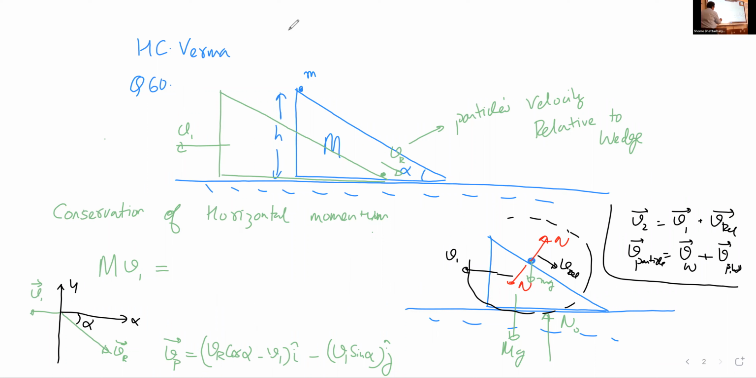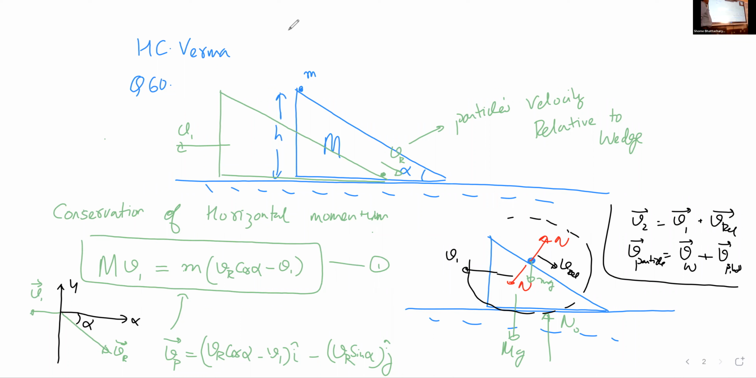So when I'm doing horizontal momentum conservation, I'll put this over here. The backward horizontal momentum of the wedge has to cancel the forward horizontal momentum of the particle. So this has to be balanced by what? That momentum of the particle. So that momentum of the particle is how much? It is m into (VR cos alpha minus V1). So that becomes our first equation. And the second equation will come from conservation of energy.